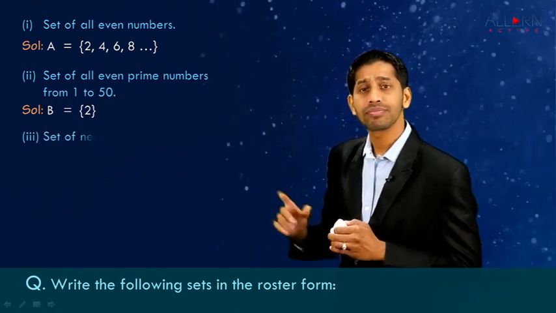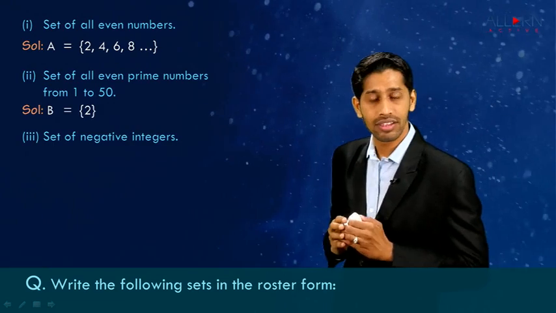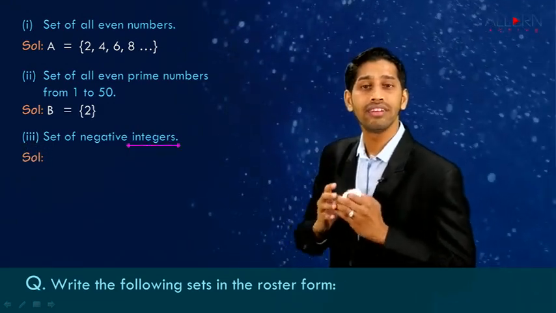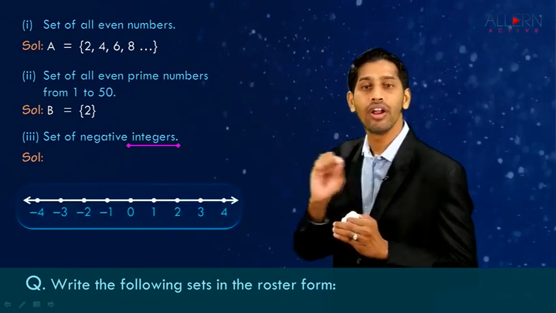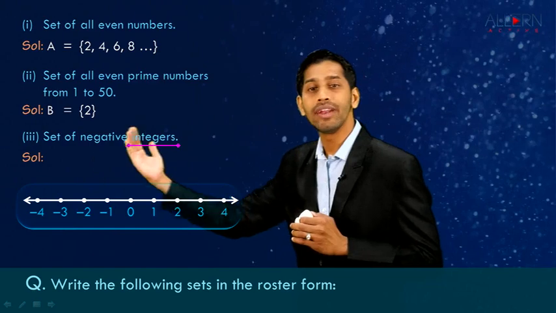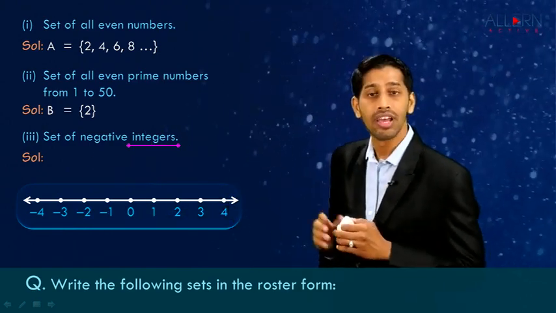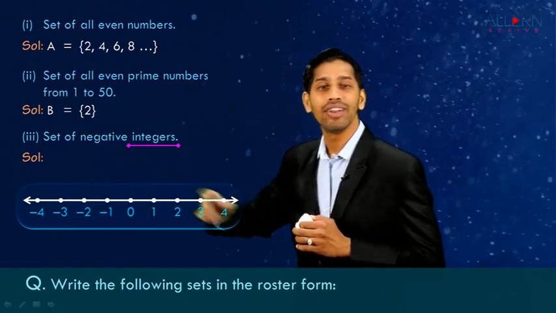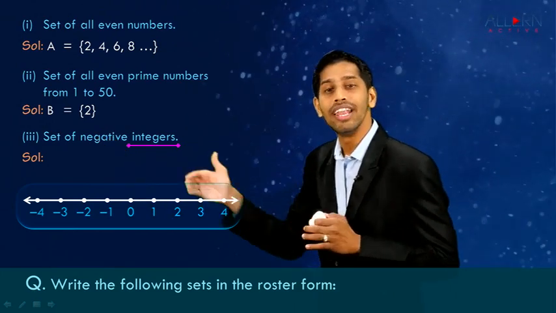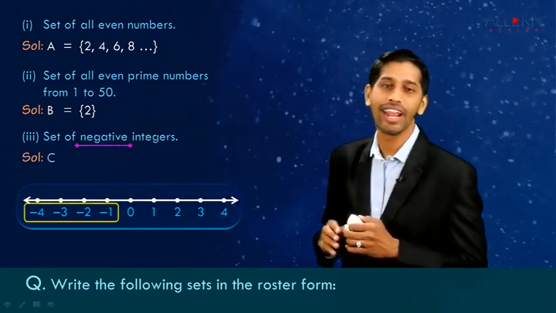Another question. It says that we need to write the set of negative integers. So first of all, let's see what integers are. We already know that integers are always represented on a number line. At the center we have 0. On the left side we have negative numbers and on the right side we have positive numbers. Now we need to write negative integers. That means we are going to write all the numbers which are to the left of 0. That is -1, -2, -3, -4 and so on.